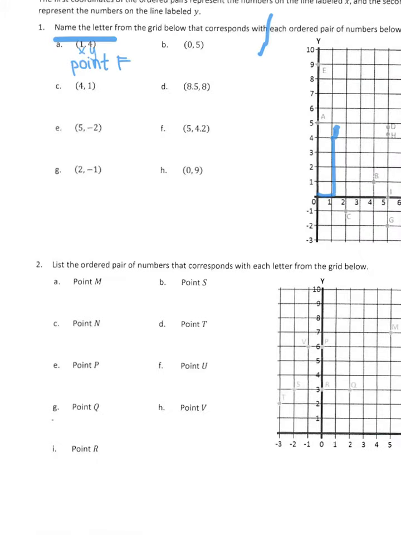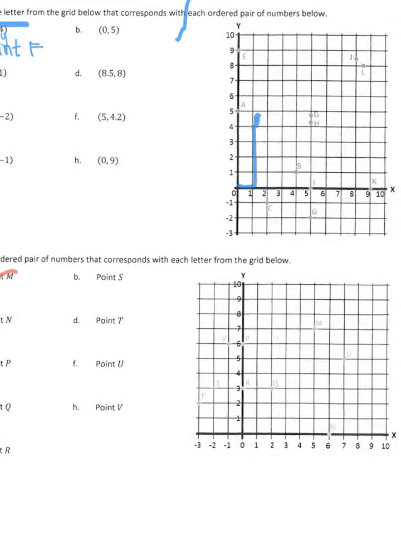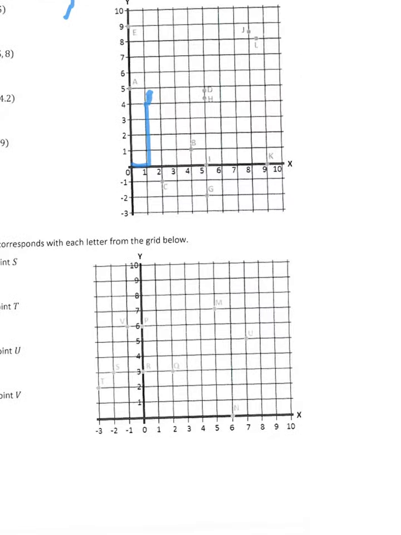Okay, now I'm going to go to number 2. Right here, you're going to do the total opposite. Now they're going to give you letters. Right here, point M. I need to find point M on the grid. So I'll come over here to my grid, and I'll look for letter M. Letter M is right here.